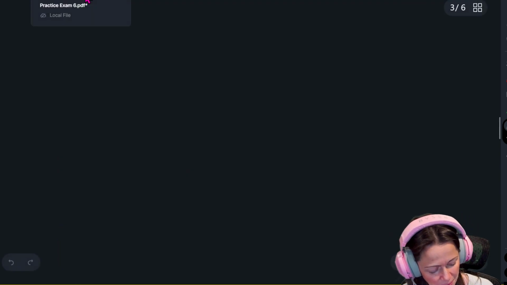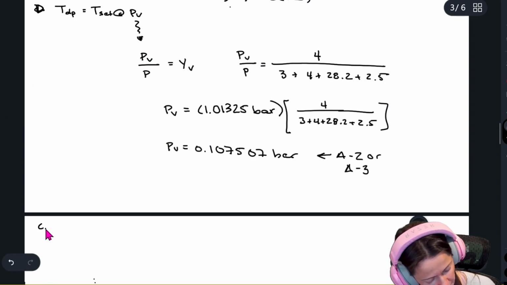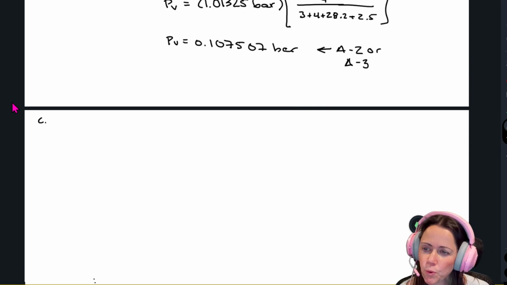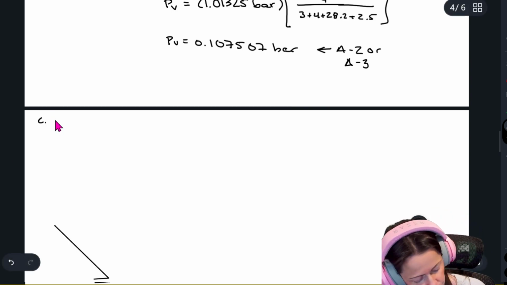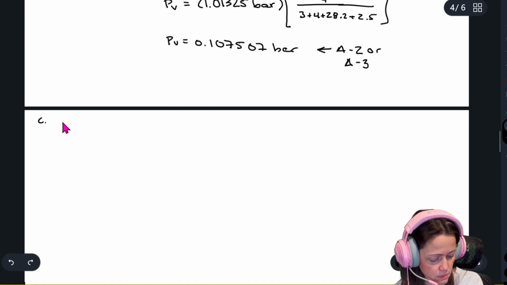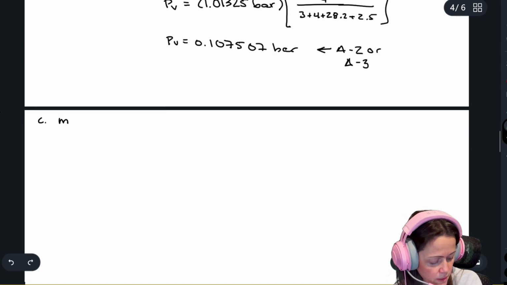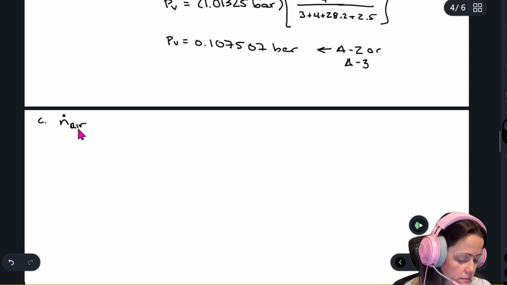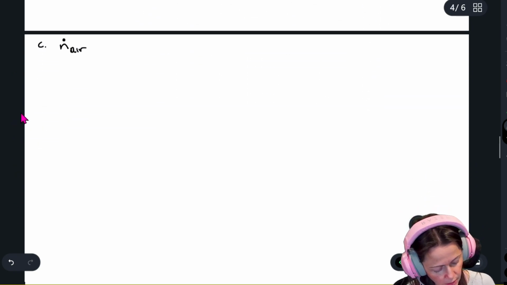But of course, we need part C. We'll click on that. So part C is asking for the molar flow rate of the air, of the entering air. So I need the mole flow rate. Nope, not the mass flow rate. I need the molar flow rate of the air. Okay, so for this, I do need my balanced equation. So I'm actually going to copy it again.